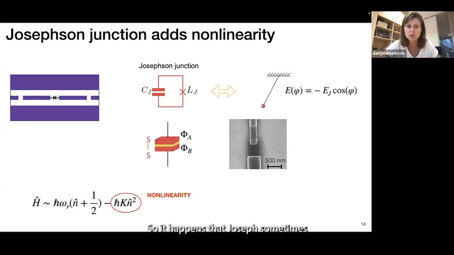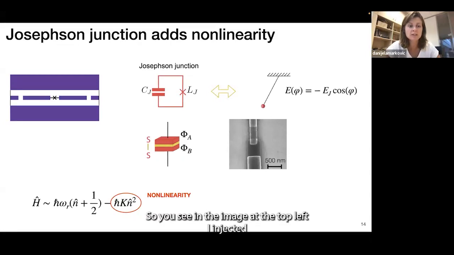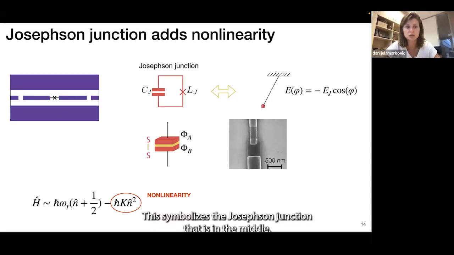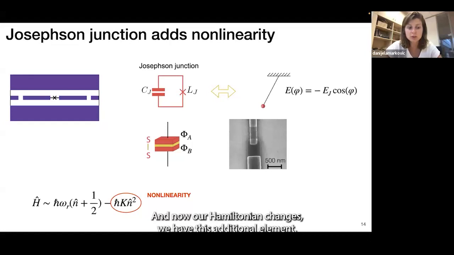So it happens that Josephson junction behaves as a perfect inductance, so it doesn't have any resistance attached to it. It's nonlinear, it's cosine in the phase difference between the two superconductors. So what we can do is that we fabricate such Josephson junction in the middle of our resonator. So you see at the image at the top left, I injected this little X in the resonator. This symbolizes the Josephson junction that is in the middle. And now our Hamiltonian changes. We have this additional element.